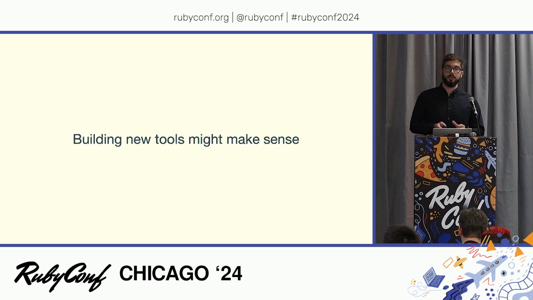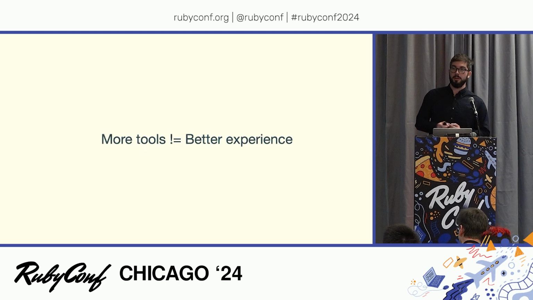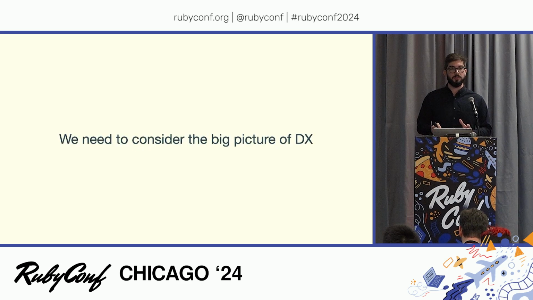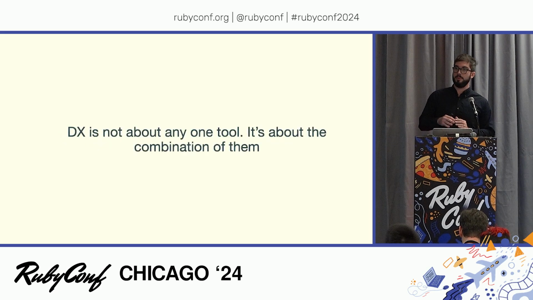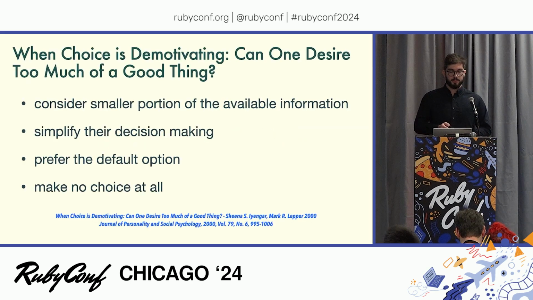And I want to say that building new tools might make sense. I am not arguing that we should stop making new tools. The point that I'm trying to make is that you don't automatically get a better developer experience simply by creating more tools, not without considering how they're going to fit into this general picture of developer experience, how they're going to integrate with the rest of the ecosystem. Because developer experience is not about the tools in isolation, it's about how they combine to allow you to interact with the language.